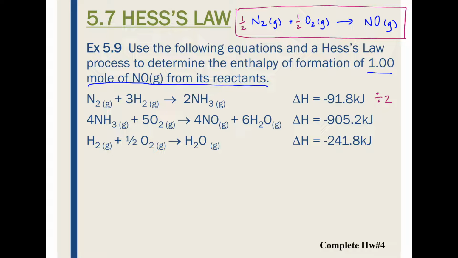So if I rewrite that, there's my reaction after I've divided all the coefficients by 2. And then remember, if I divide the coefficients by 2, negative 91.8 needs to be divided by 2 as well. So that would give us negative 45.9 kilojoules. Okay, so that took care of the nitrogen. So now on to the oxygen. Where do I see O2 gas? I see O2 gas here, and I see O2 gas here.